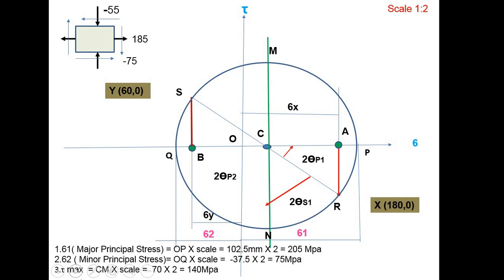Value of tau max: CM or CN, that radius is equal to tau max. I measured this CM distance as 70, multiplied by scale factor 2. In this way we get tau max equal to 140 MPa.